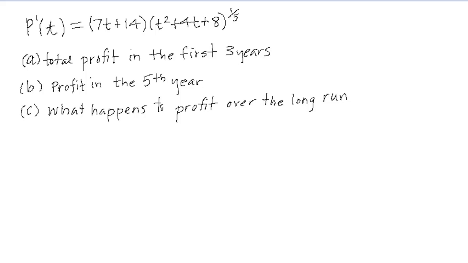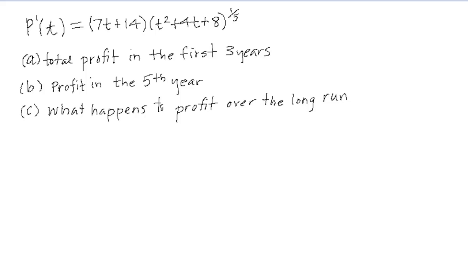In this exercise, we're given that a small company has found that its rate of profit in thousands of dollars after t years of operations is given by this derivative, P prime of t equals (7t + 14)(t squared + 4t + 8) raised to the 1/5. The first thing they ask us to find is the profit in the first 3 years.